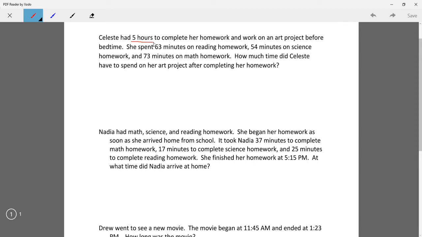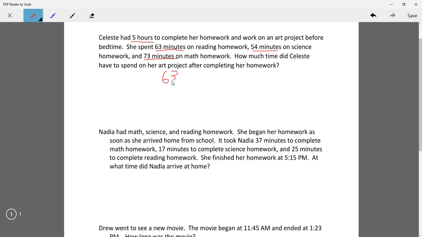So she had 5 hours. She spent 63 minutes, 54 minutes, and 73 minutes on different types of homework. And then it's saying how much time did she have to spend on her art project. So basically what we're going to do is add these up, how much she spent on her homework, and then subtract that time from the total time she had, 5 hours, to figure out how much she has to spend on her art project. So let's see.